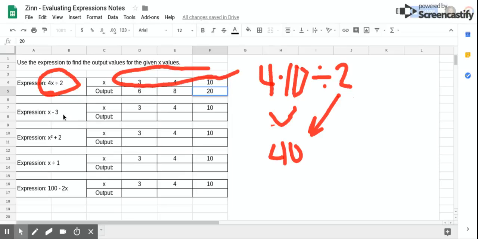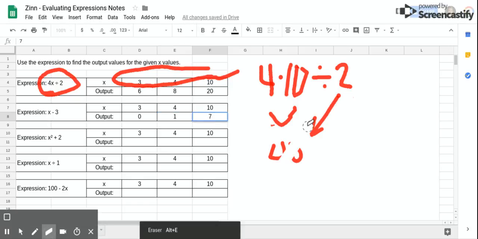On this one, the expression is x minus 3, which I think might have even been on your Google form yesterday. But if you substitute 3 in for x, it would become 3 minus 3, which is 0, and then 4 minus 3, which is 1, and 10 minus 3, which is 7. I'm not going to do that again since we literally did it yesterday.